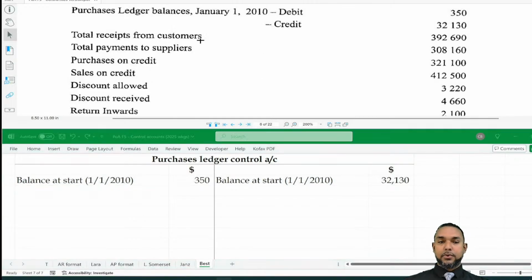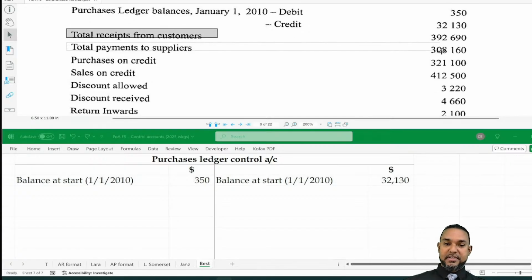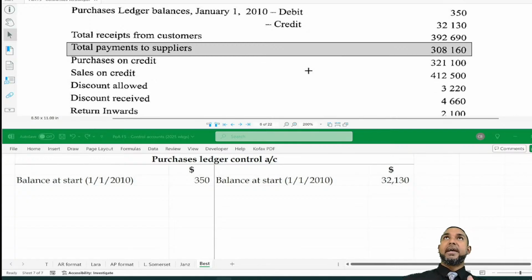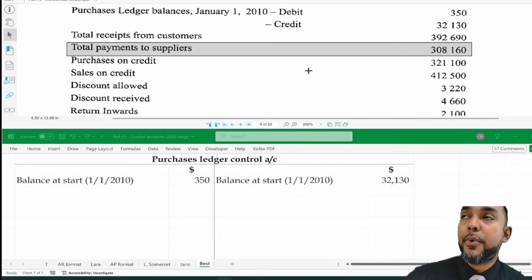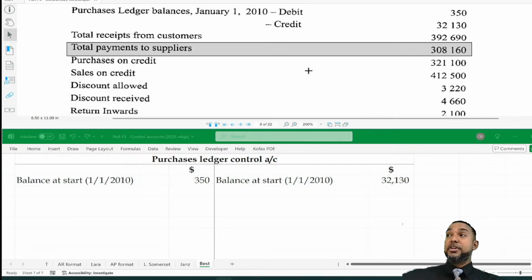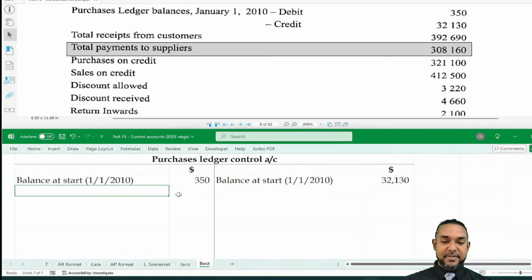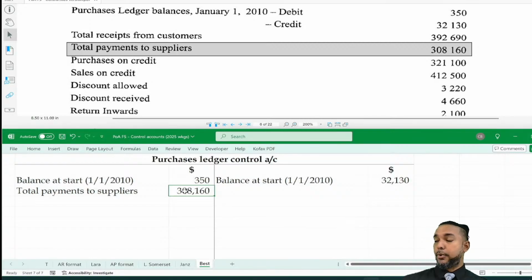Okay, so now let's go through and see. So the receipts from customers are your debtors. Total payments to suppliers, that's your payment. So when you buy on credit, you are also expected to pay them back to repay your creditors. Now, when you pay back the people you owe money to, you reduce your liability. And to record a reduction or a decrease in a liability, you have to go on the debit side of the liability account. So you put total payments to suppliers, cash book, cash/bank.